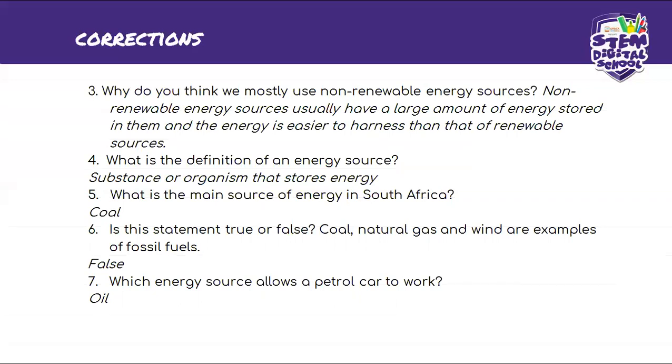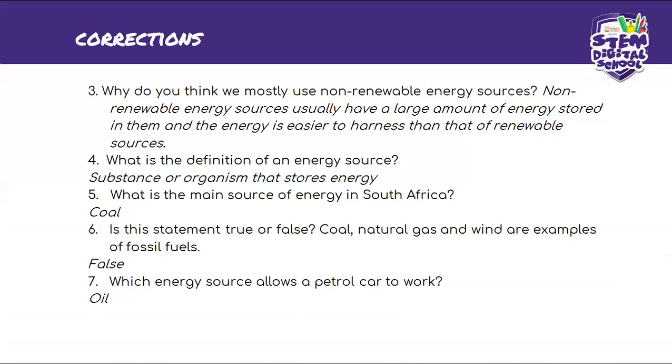What is the main source of energy in the energy sector in South Africa? So take note. So here we're talking about what? Coal. And question six is saying, is this statement true or false?